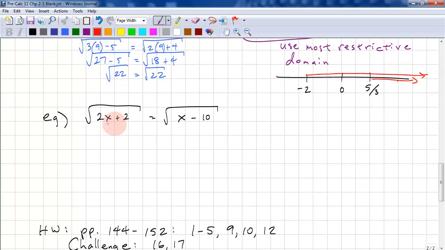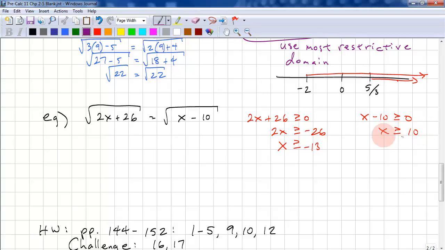Next example. Let's do our domain first. 2x plus 26 greater than or equal to 0. Isolate the x. This becomes -26. Divide both sides by 2. And for this one, we have x minus 10 is greater than or equal to 0, so x is greater than or equal to 10. This is our most restrictive domain. Because if we look at 0, 0 is part of this domain. 0 is not part of this domain. If we pick 11, it's part of this domain, and it's part of this domain. So this is the most restrictive.